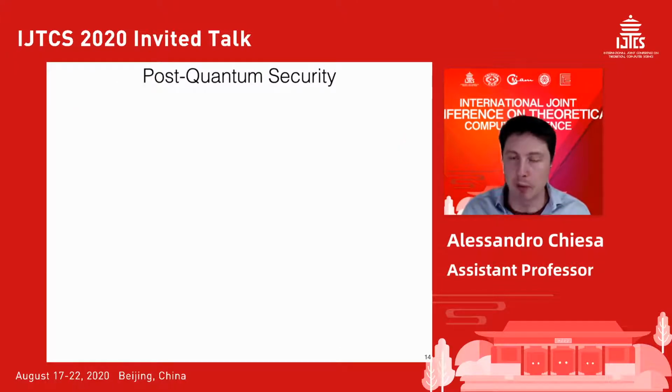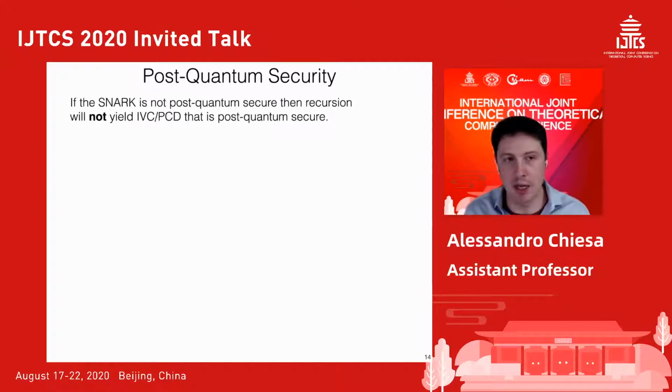Let me say a little bit about post-quantum security. There are some interesting considerations here from a technical perspective. Okay, first, it should probably go without saying that if you start with a snark that is not post-quantum secure, then recursing it is not going to give you IVC that is post-quantum secure, right? So that we have no hope.